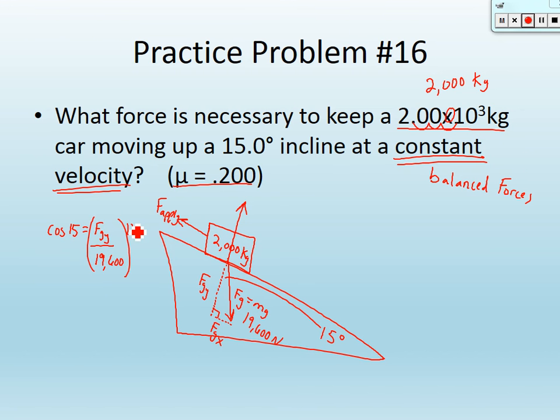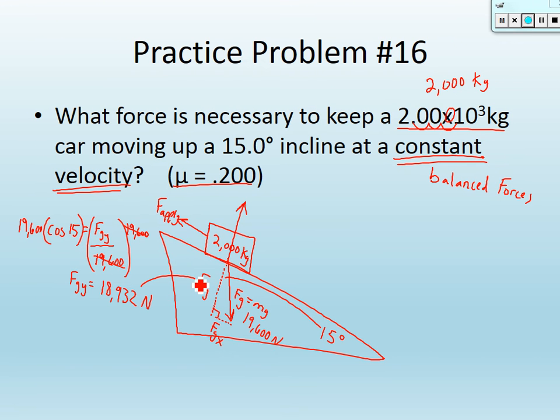Times both sides by 19,600. And so FGY is equal to, what was that called? 18,932. Is that correct? Yeah. Okay. That's what I got. Newtons. Perfect. Okay, thank you for that. So that's what FGY is equal to.